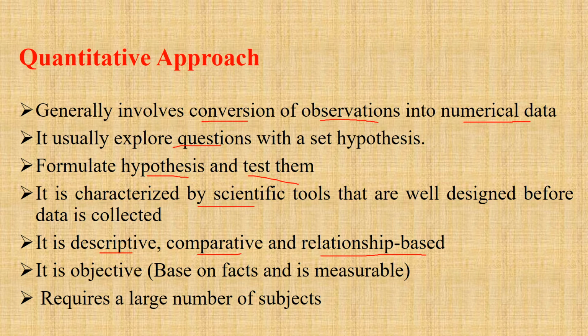Okay, and it is relationship based because you can use it to look at the relationship between objects. So if you have to do any research where you use description, comparison, or relationship, this is the type of approach that you should be using, the quantitative approach. Okay, it is objective. That means that it is based on facts and it is measurable.